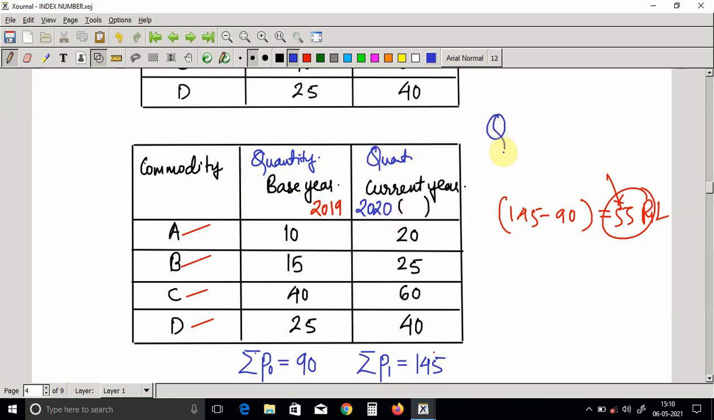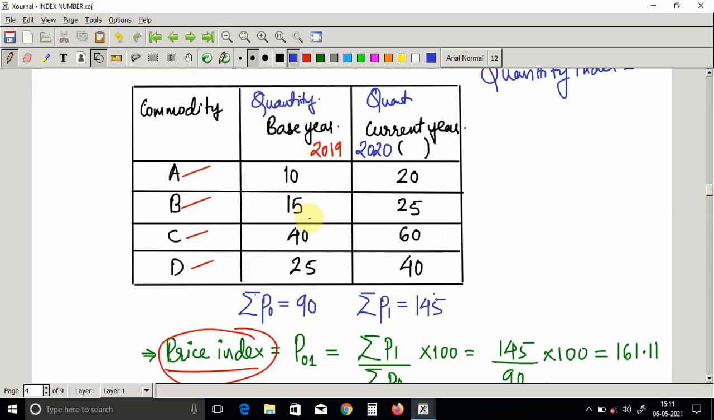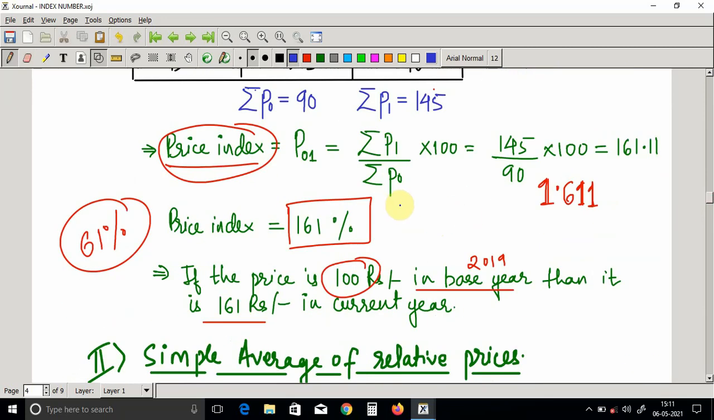So what will I be calculating? I will be calculating the quantity index by the simple aggregate method. So what you will do: the total number of units, total number of bags purchased in 2019, is 90 units, and in 2020 the total units purchased is 145. What is the relative increase in the purchase as compared to 2019? It will be the same calculation.